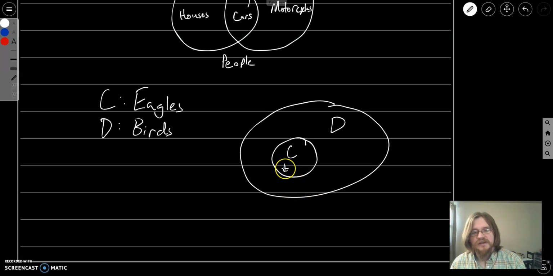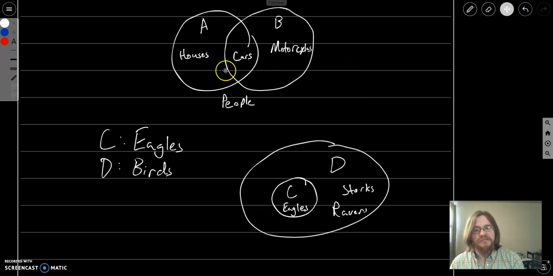So for instance, in here we'll have all of our eagles. But out here, maybe we have storks. A stork is a bird, but it's certainly not an eagle. So it will live out here, inside of the set of all birds, but it's not an eagle. So maybe we'd have things like ravens and all sorts of other birds would live inside the set of all birds, but not quite within the set of eagles. So we can have sets that overlap a little bit, but not entirely.